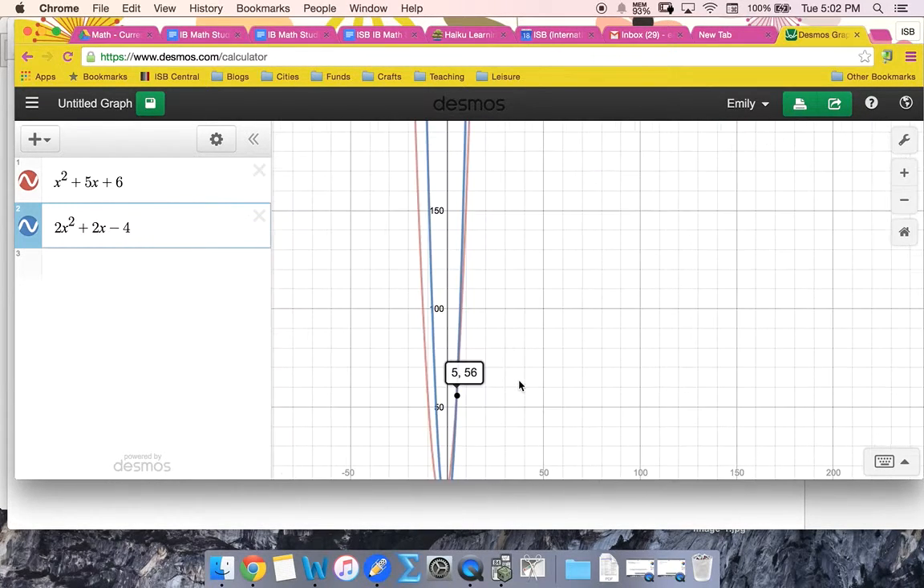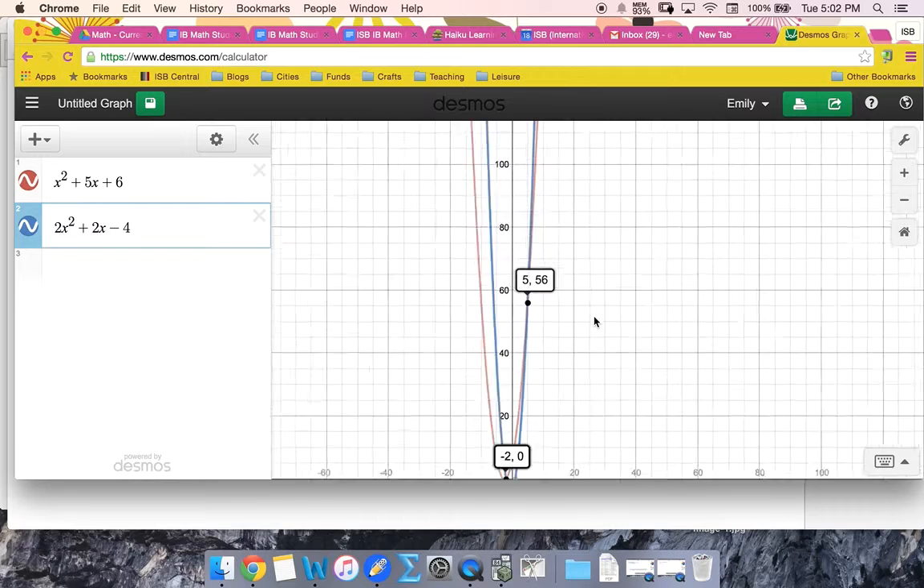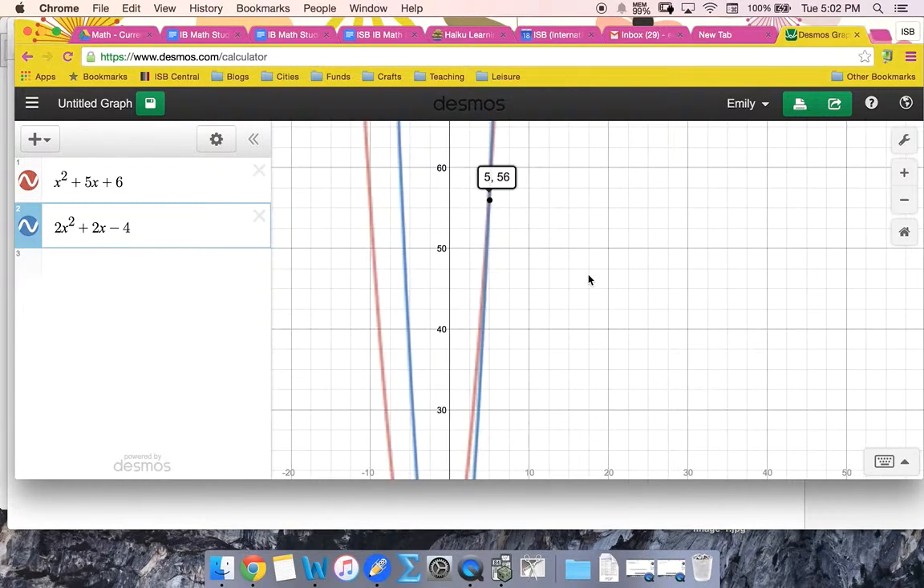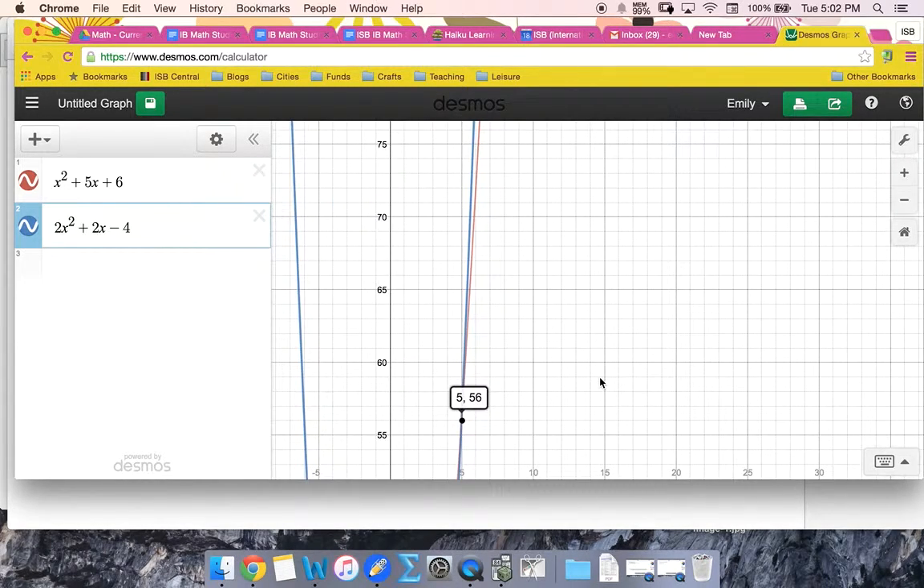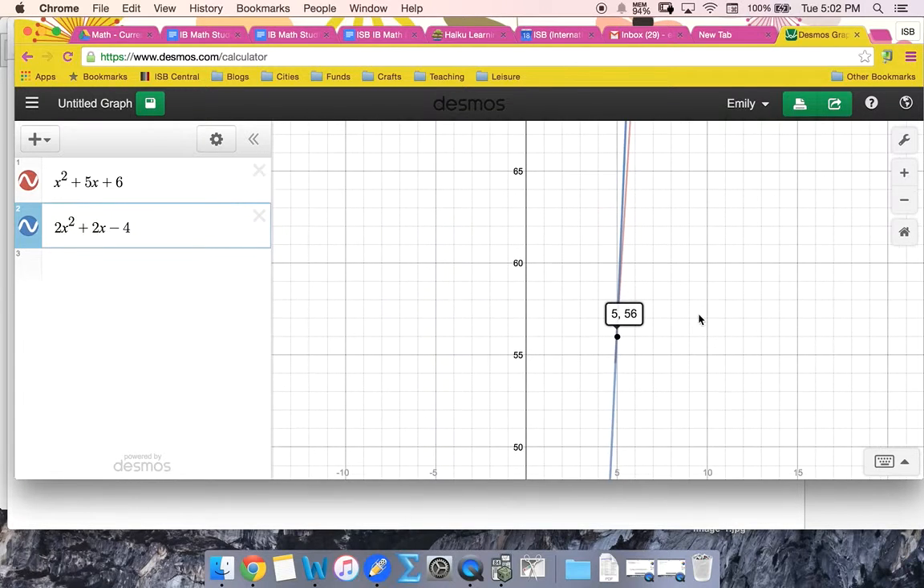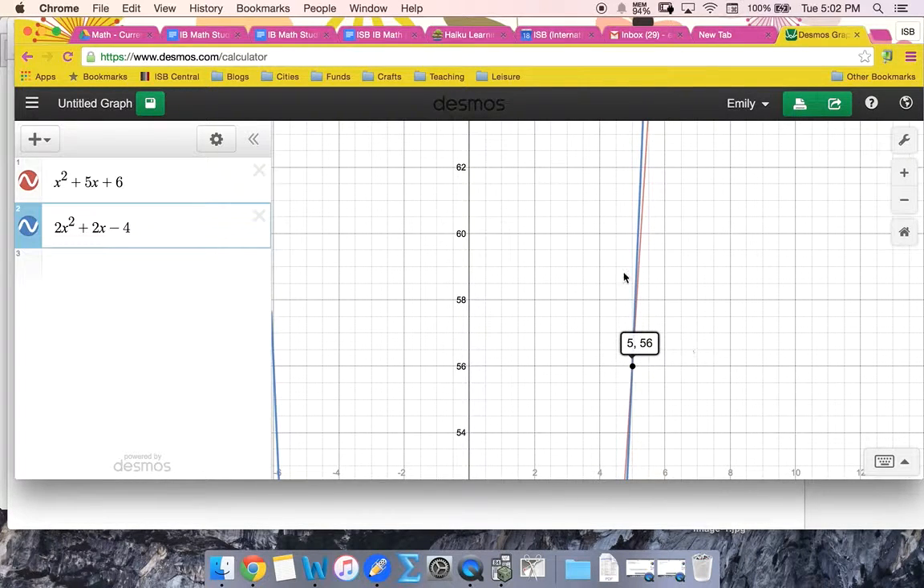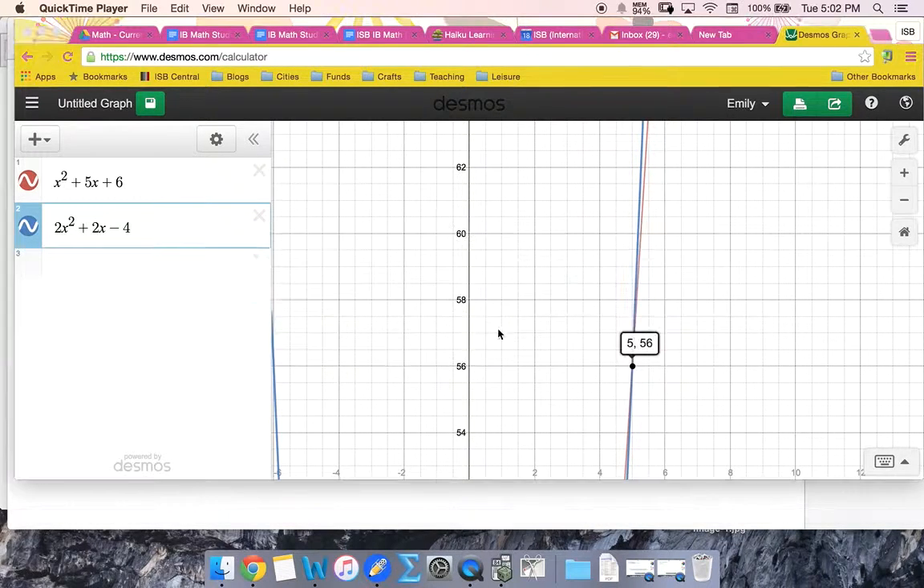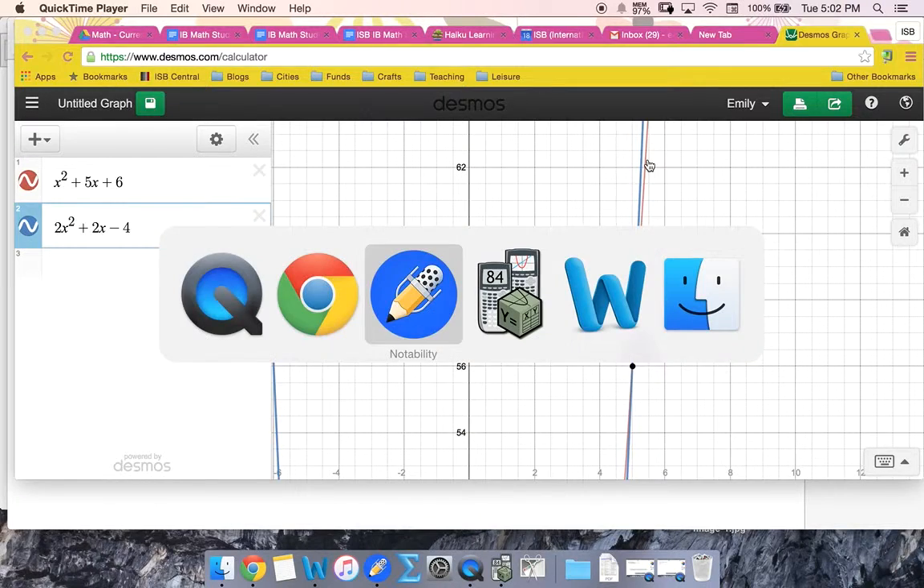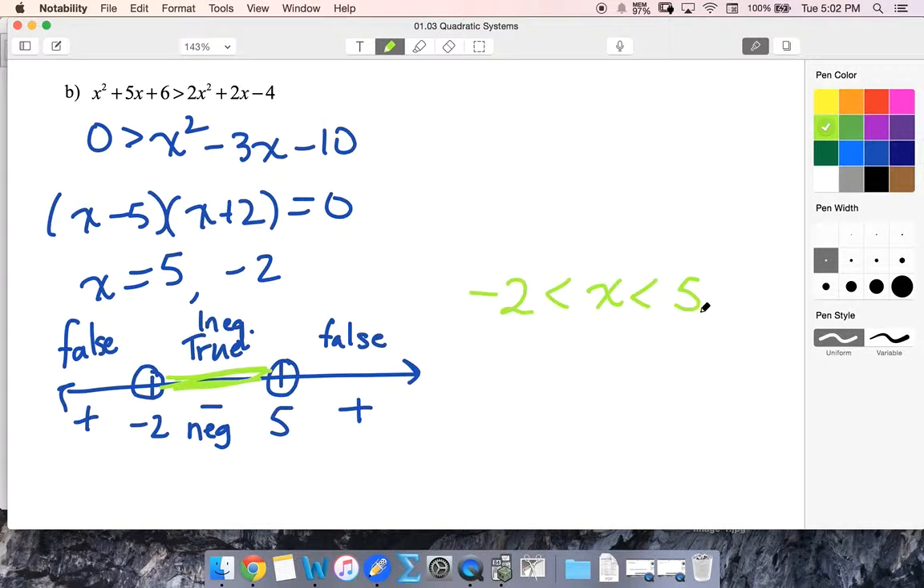So let's zoom in just on that area. And sure enough, from 5 on, so I'm zooming way in, the blue values are higher than the red values for each x. So that confirms that from negative 2 to 5, this side was greater than this side. Always good to check our work.